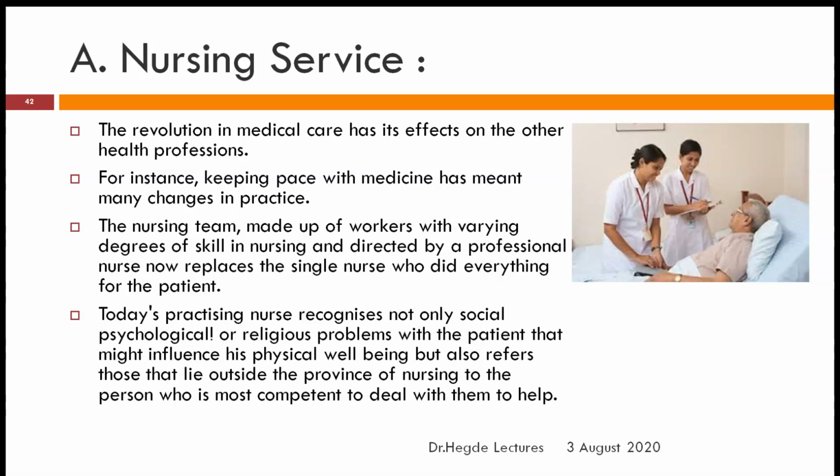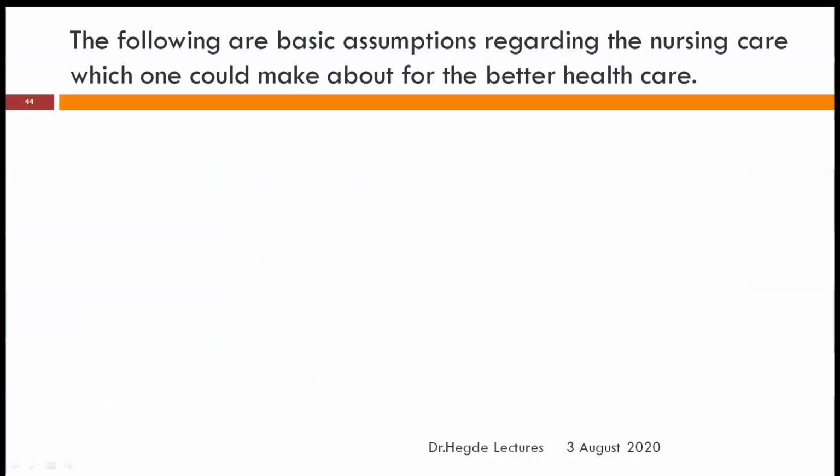Today's practicing nurse recognizes not only the social, psychological, or religious problems of a patient that might influence his physical well-being, but also refers those that lie outside the province of nursing to the person who is the most competent to help them. So she understands the psychological problems of the patient. She gives care to the patient. She has the qualities of empathy and compassionate care.